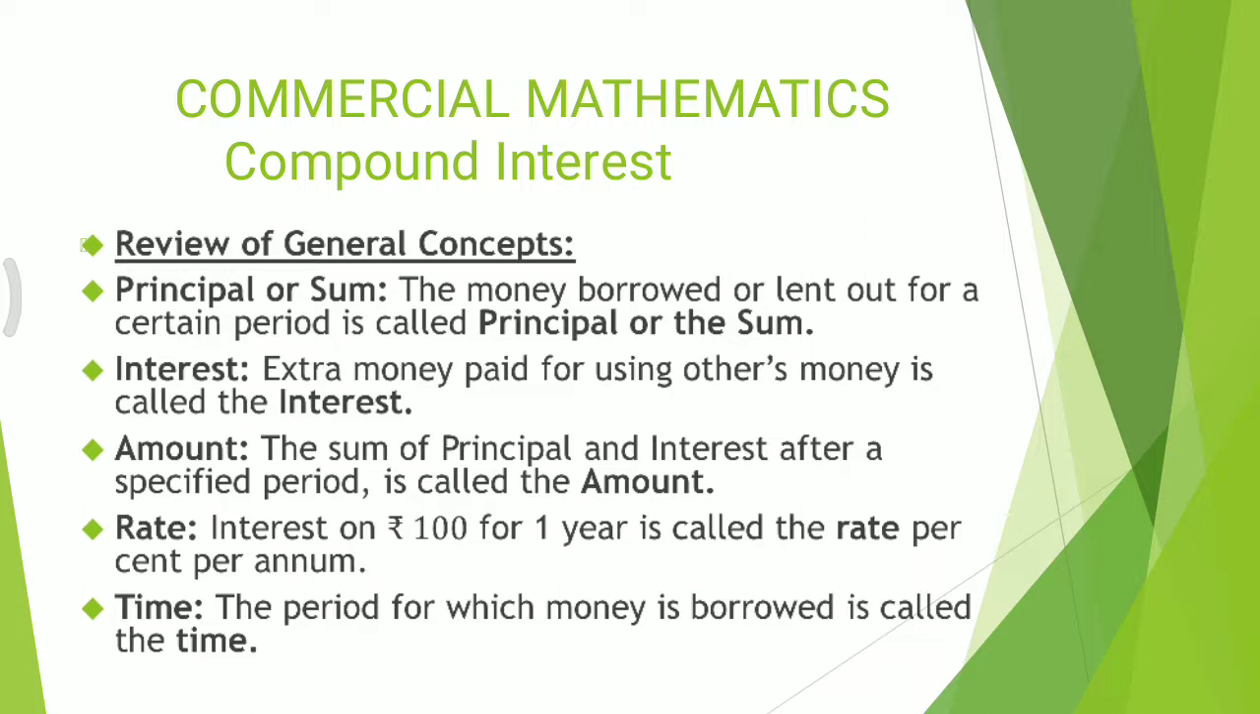Principal, it is an initial amount. Interest, it is the extra money paid for using others' money, called interest. Amount, the sum of principal and interest after a specified period is called the amount. Rate, interest on rupees 100 for 1 year is called the rate per annum. Time, the period for which money is borrowed is called the time. Simply we can say that it is a time duration.